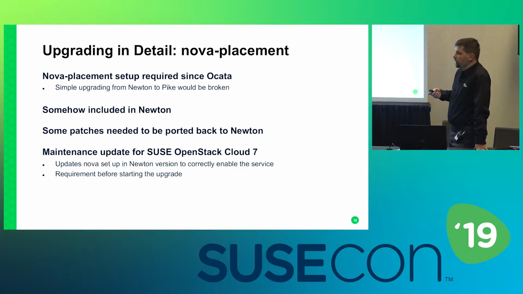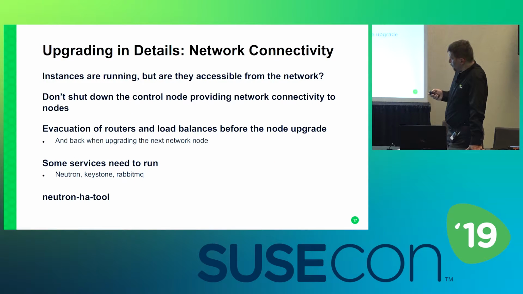So that Nova is using it already before the upgrade, if we make the hard requirement that all the maintenance updates are installed, right? Before the upgrade, as I mentioned before, we have a list of checks. One of them is that all the updates are required, and one of the updates brought the placement configuration into your OpenStack Cloud 7.